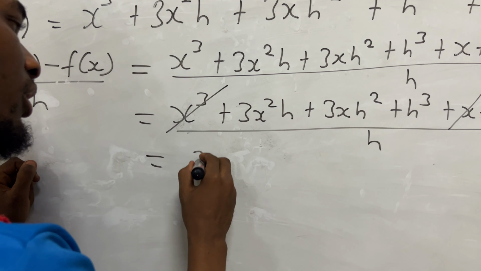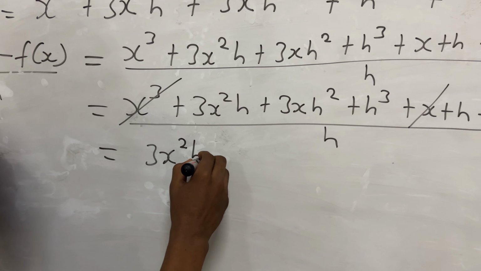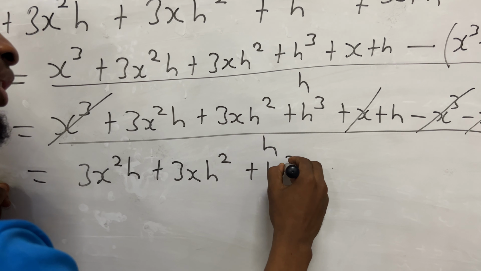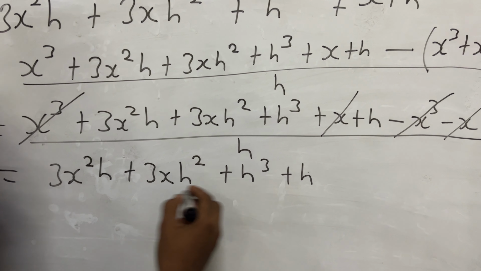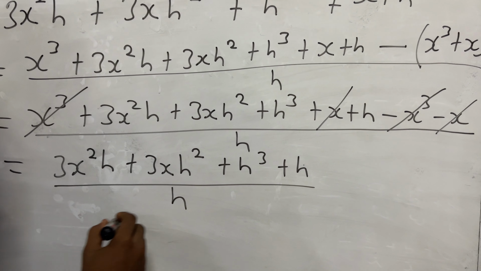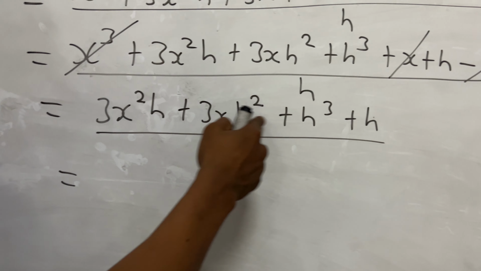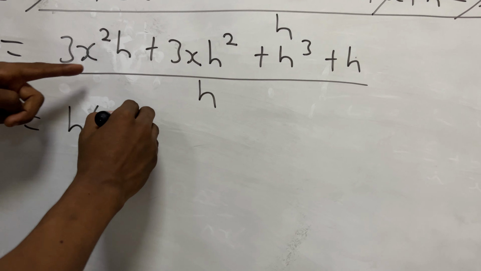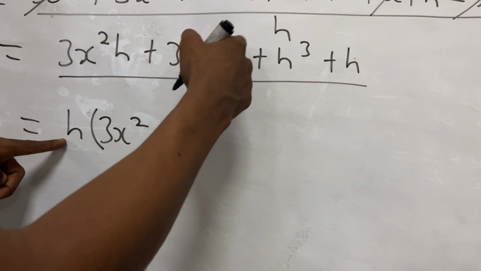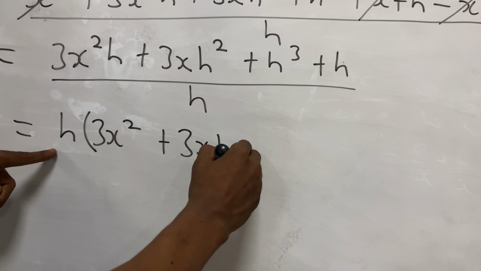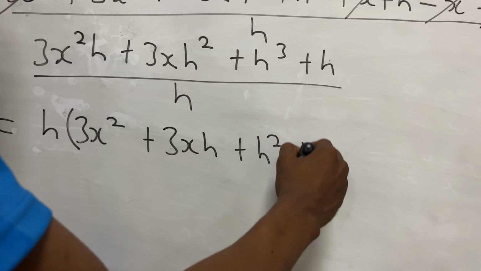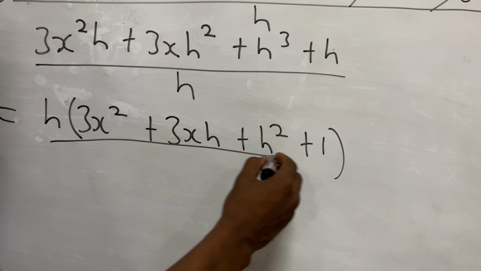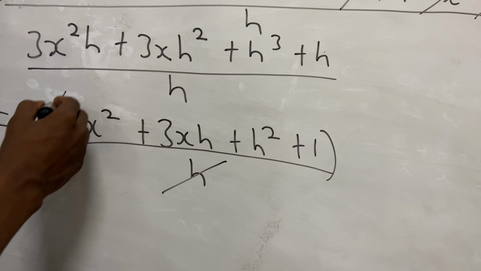So I have 3x squared h plus 3x h to the power 2, then plus h to the power 3 plus my h, all divided by my h. I can factorize h out since h is common. So h out, then I have 3x squared, then plus 3xh, then plus h squared, then plus 1, because this h will cancel this h, all over h. So this h clearly will cancel this h.